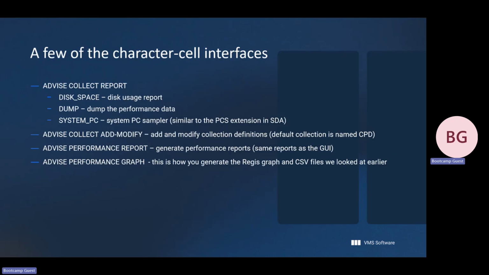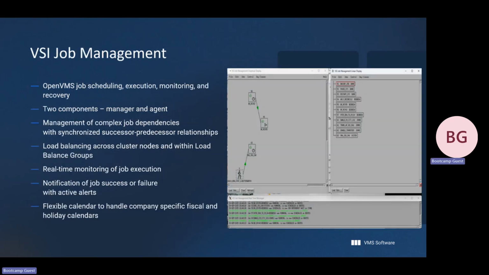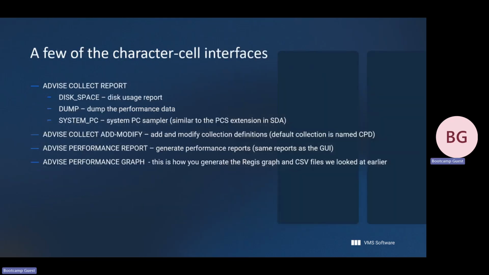Then there is advise performance report. This, same as the GUI, allows us to generate all those detailed performance analysis reports, save them to a text file, etc. And then there is advise performance graph, which is basically how I generated the Regis graph and the CSV files that we looked at earlier. Oh, and that concludes performance management. Any questions? Yes.